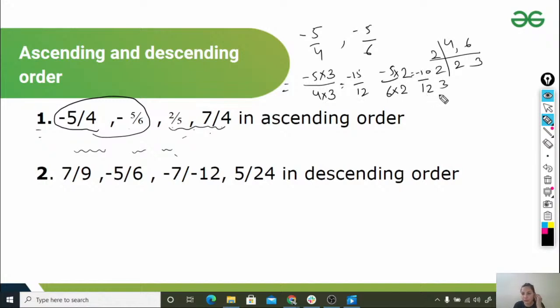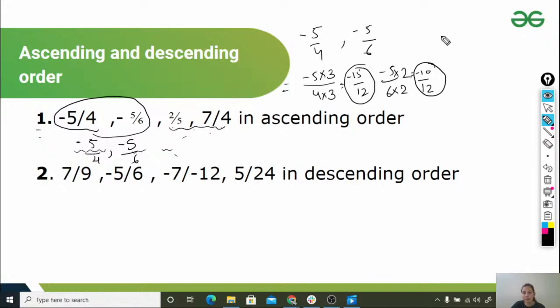Yes, so let me erase this. Okay, so now thing is कि minus 15 by 12 है और minus 10 by 12 है. So this number is of course smaller and this is greater. Minus 5 by 4 था, then minus 5 by 6.